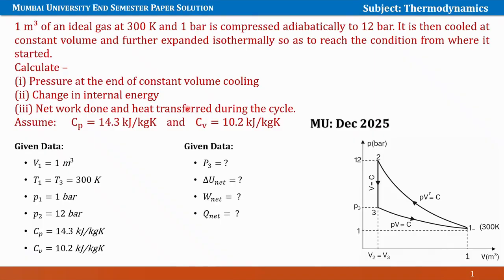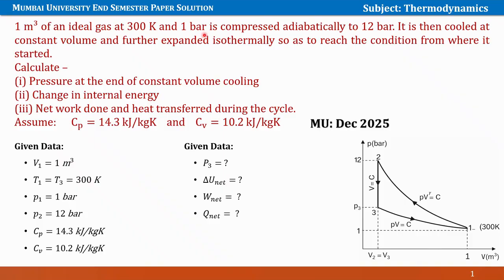In this video, we will solve a Mumbai University end semester question from December 2025. The question is: 1 meter cube of an ideal gas at 300 Kelvin and 1 bar is compressed adiabatically to 12 bar. It is then cooled at constant volume and further expanded isothermally so as to reach the condition from where it started. So based on this condition given in the numerical, we have 1 meter cube of ideal gas at 300 Kelvin and 1 bar.